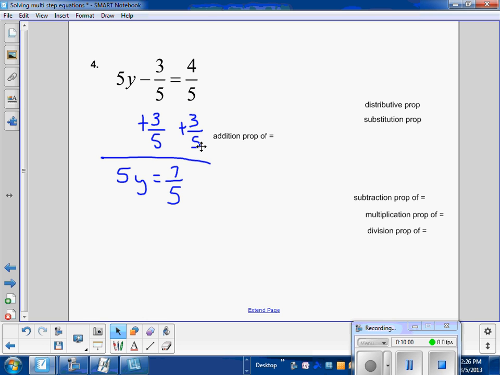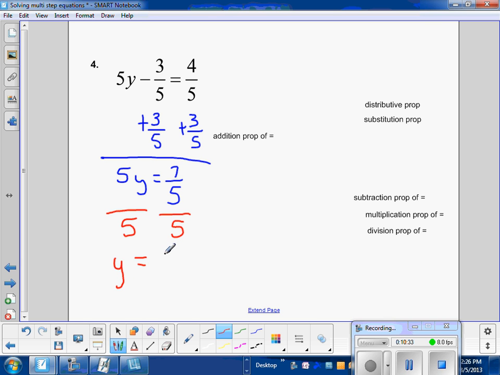And we were able to add those fractions together. Remember, when you add or subtract fractions, you must have the same denominator. We lucked out here. So now we have 5y equals 7/5. So 5 is multiplied by y. So we're going to divide each side by 5. So 5y divided by 5 is y.